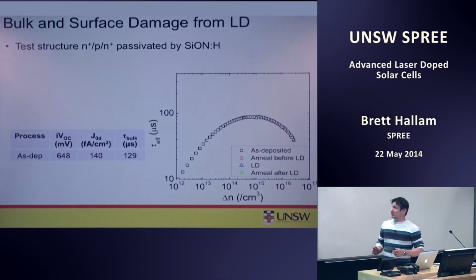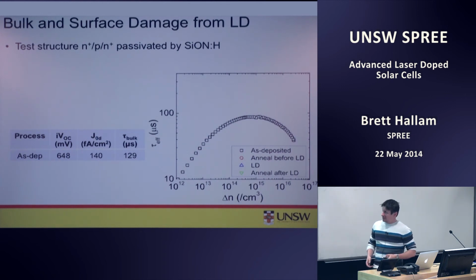So now to confirm some of the passivation of the defects, we've fabricated some test structures. So a P-type wafer with a symmetrical 100 ohm per square, 120 ohm per square phosphorus emitter on both sides, and we've passivated by silicon oxynitride, which comes with the benefit of hydrogen.